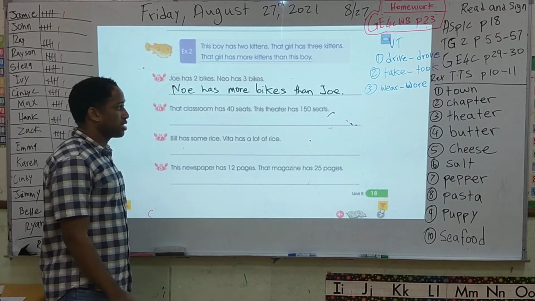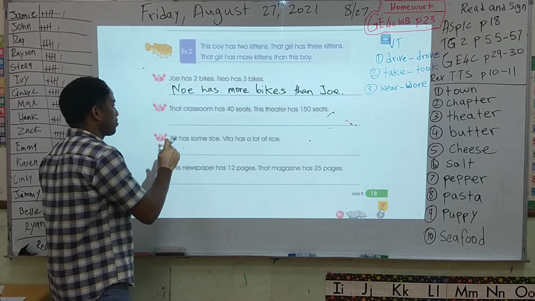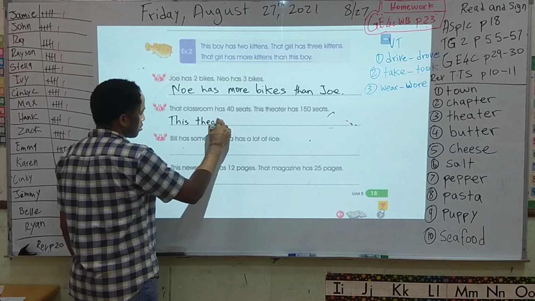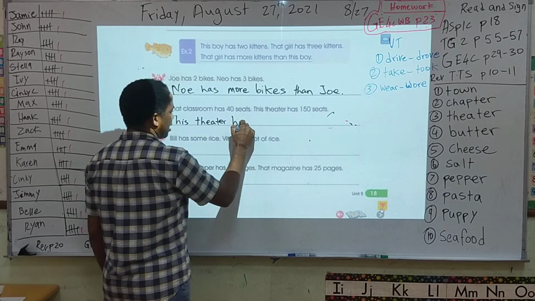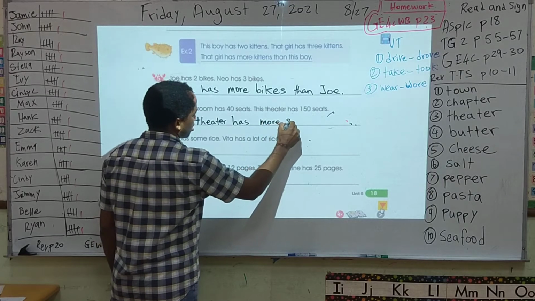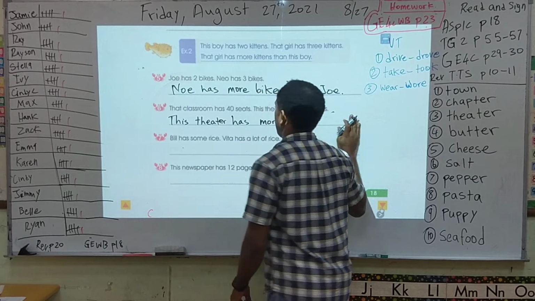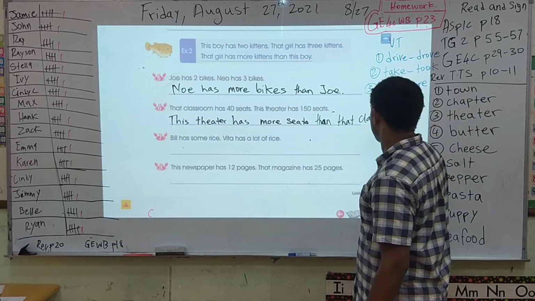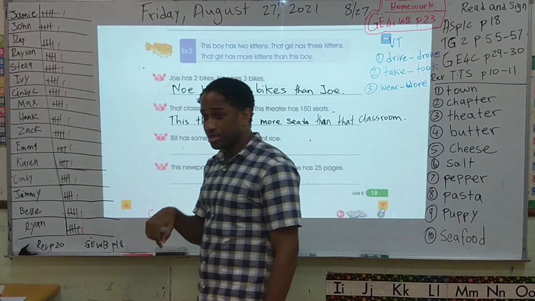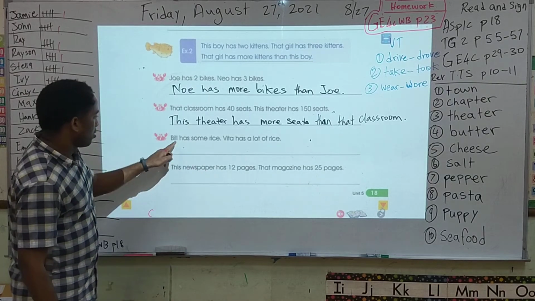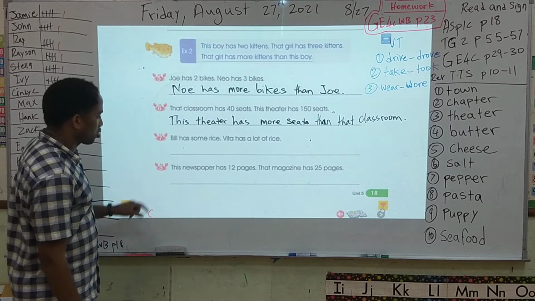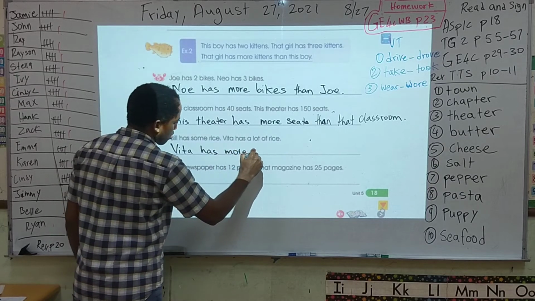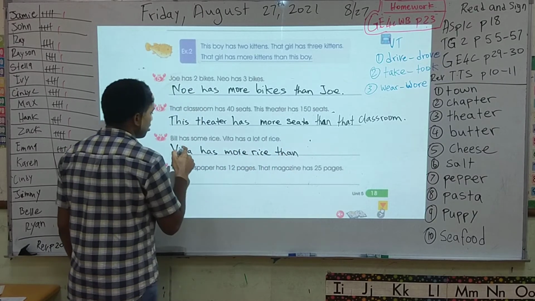Number 2, the classroom has 40 seats. That classroom has 40 seats. This theater has 50 seats. So this theater has more seats than that classroom. This theater has more seats than that classroom. Okay. Bill has some rice. Vita has a lot of rice. So Vita has more rice than Bill.